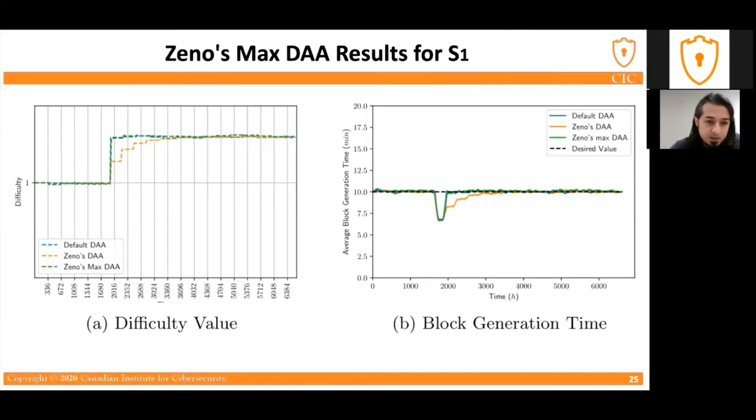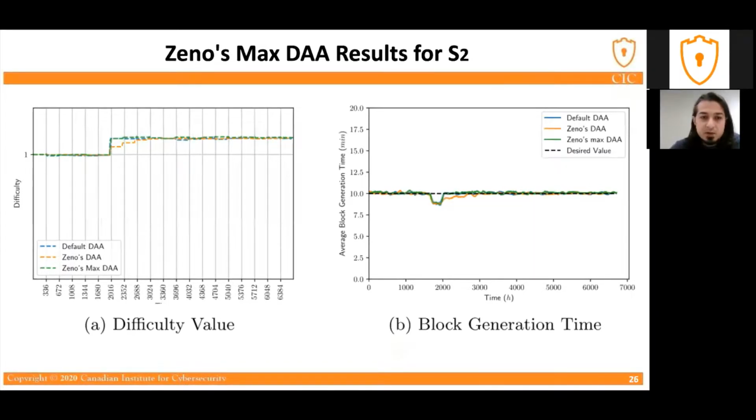As you can see here, Zeno's DAA goes in different steps through the goal, but the default algorithm goes in one step. In increasing the difficulty, Zeno's Max acts exactly like the default algorithm, because it chooses the maximum value. So the maximum value here is the default value, and so it goes in one step to the goal. And here also, on the block generation rate, it goes in one step up to the desired value, but Zeno's goes in multiple steps.